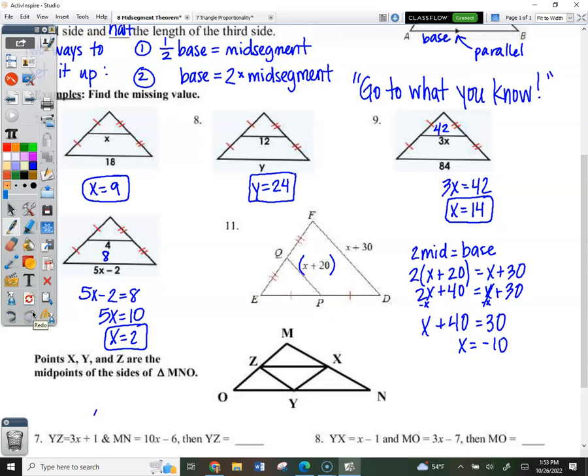So plug negative 10 in. What do I get when I plug negative 10 in here? I get 10. What do I get when I plug negative 10 in there? Does that make sense? Yes.